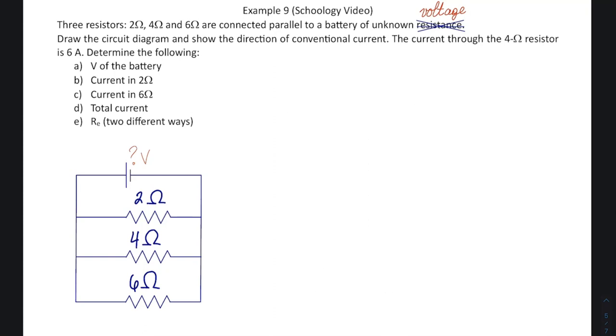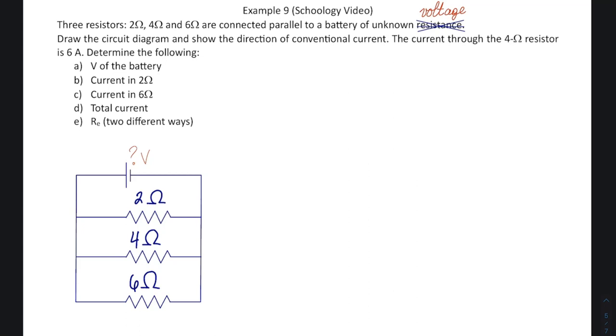All right, so this is our example number 9, and I have a little bit of a boo-boo in the description because it says a battery of unknown resistance. You're not covering internal resistance of batteries. It was meant to be voltage. So we do not know how many volts are in our battery.